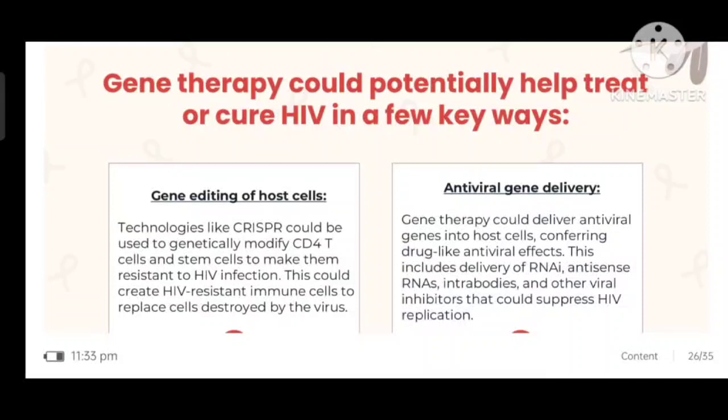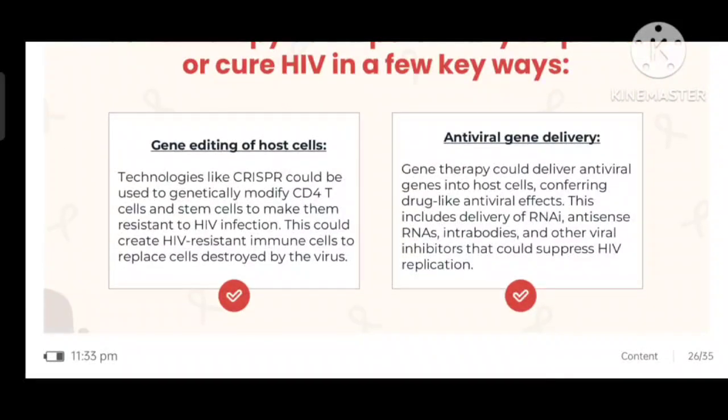Technologies like CRISPR could be used to genetically modify CD4 T cells and stem cells to make them resistant to HIV infection. This could create HIV-resistant immune cells to replace cells destroyed by the virus. We also have antiviral gene delivery, a gene therapy that could deliver antiviral genes into host cells, conferring drug-like antiviral effects. This includes delivery of RNA, antisense RNAs, antibodies, and other viral inhibitors that could suppress HIV replication.